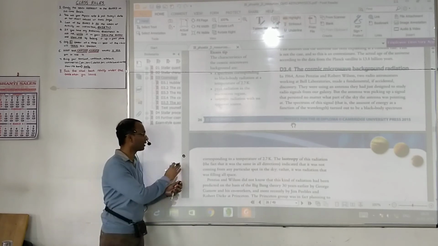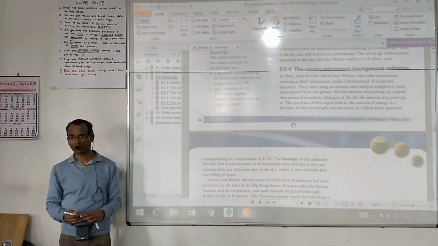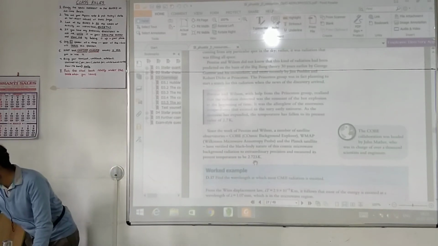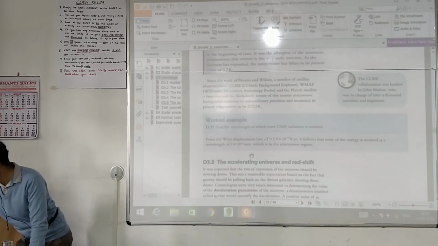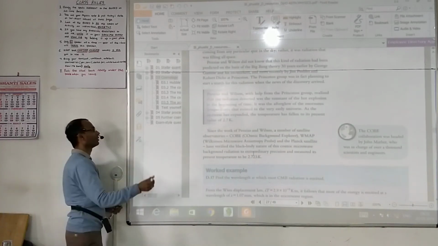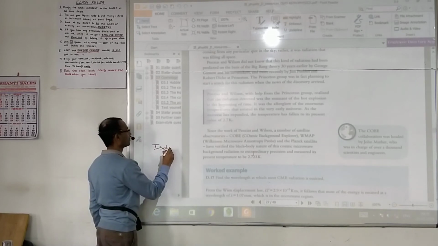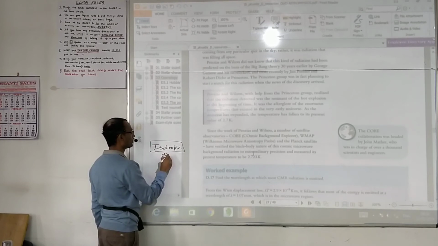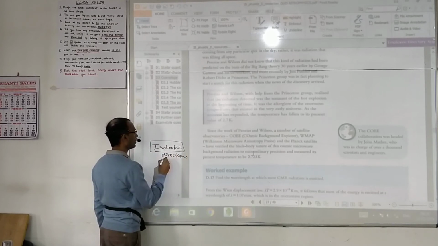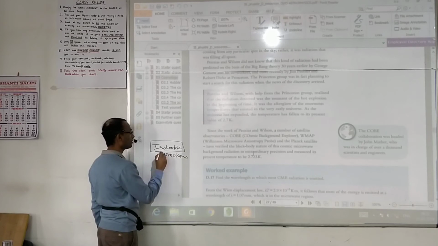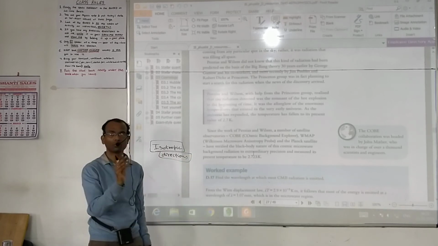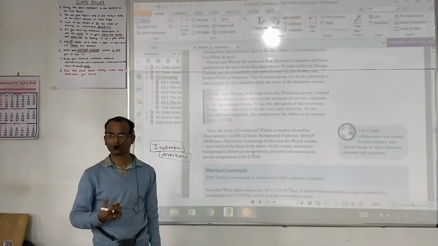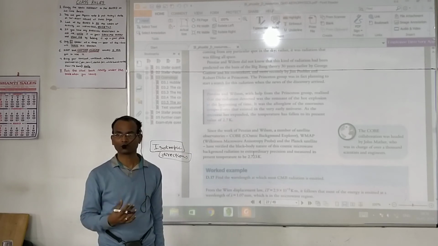So that was detected. This is called cosmic microwave background radiation, corresponding to 2.723 Kelvin. And it has some properties. It is isotropic. That means it doesn't change with direction. Any direction you point the antenna, you get the same kind of radiation coming from that direction. Symmetry with direction.